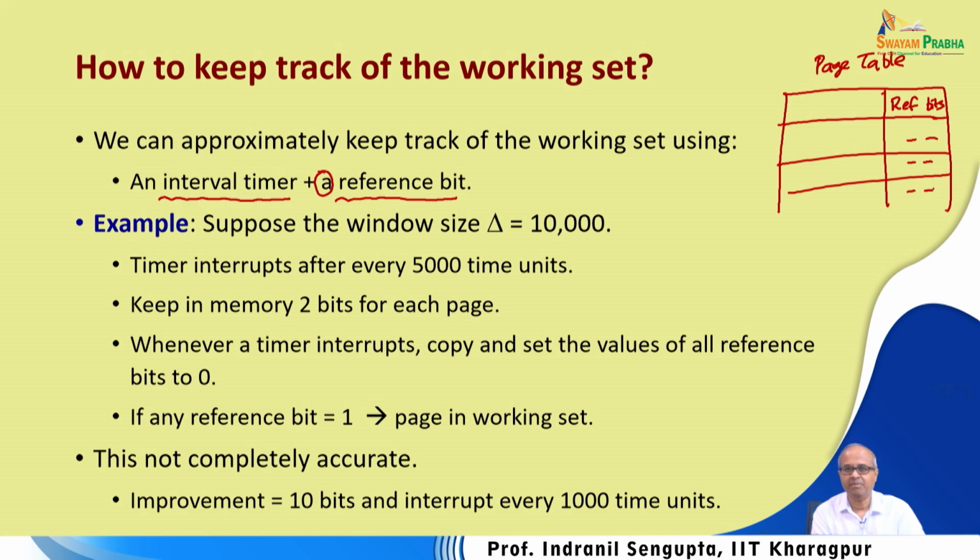Let us take an example. Suppose we choose a window size of 10,000. So, we want to estimate what are the pages that are accessed within this interval of 10,000. And let us say we set the timer in such a way that an interrupt is generated every 5,000 time ticks. Every 5,000 references an interrupt is generated, and we use 2 reference bits in every page.